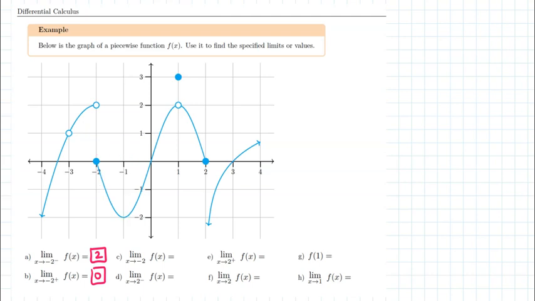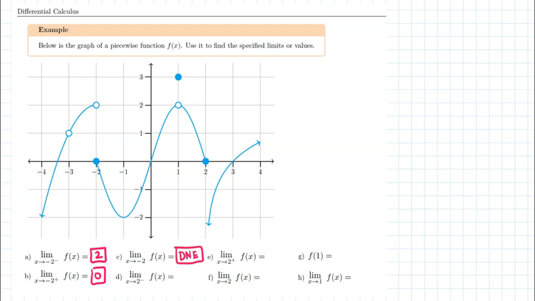For part C, we want to know the limit as x approaches -2 of our function. So we already computed our one-sided limits in part A and B, and because they're not approaching the same place, we say that this limit does not exist.